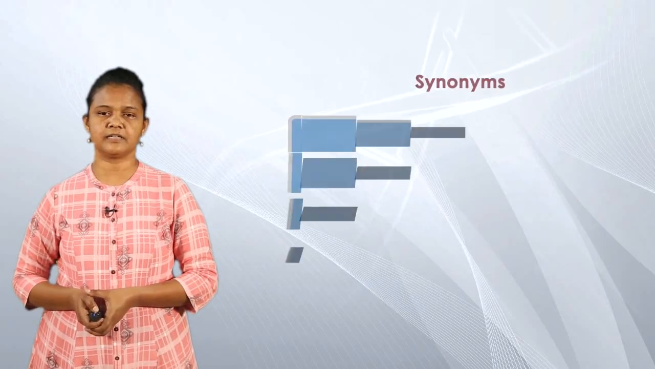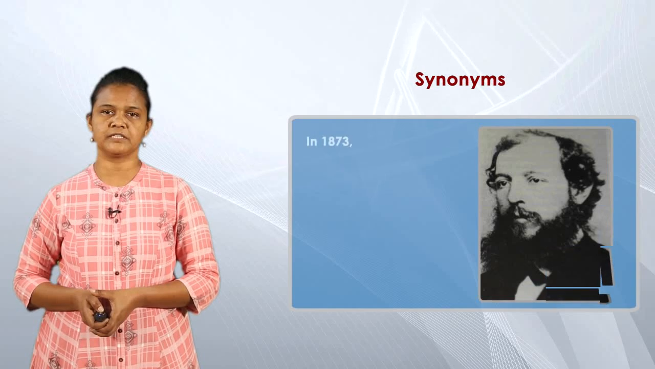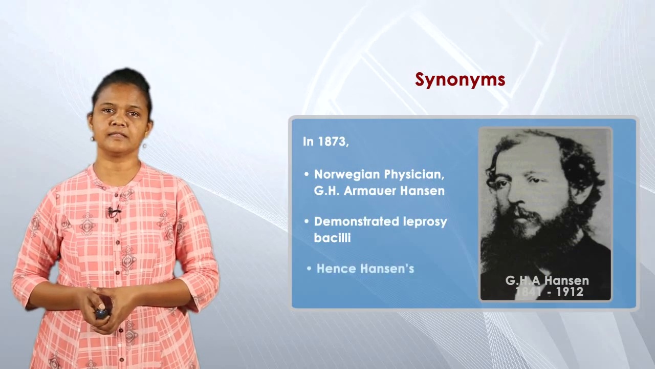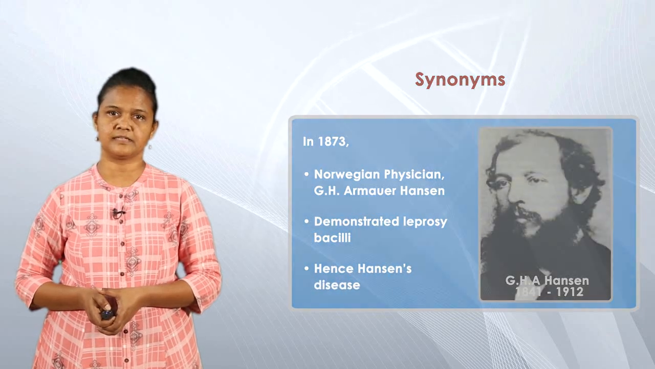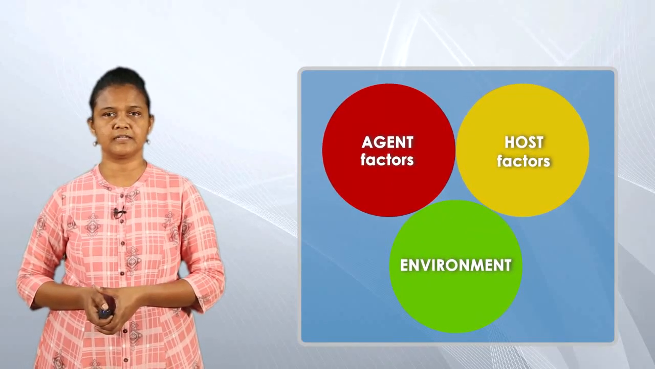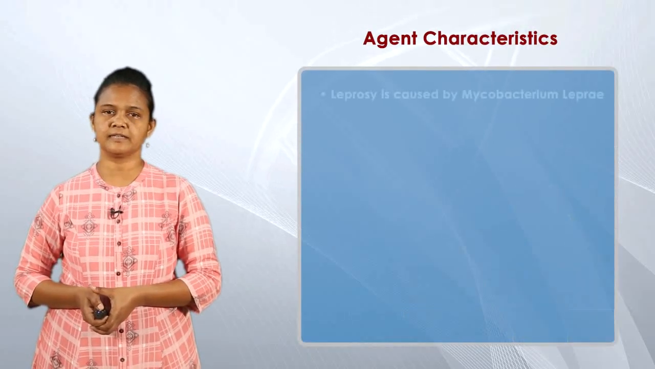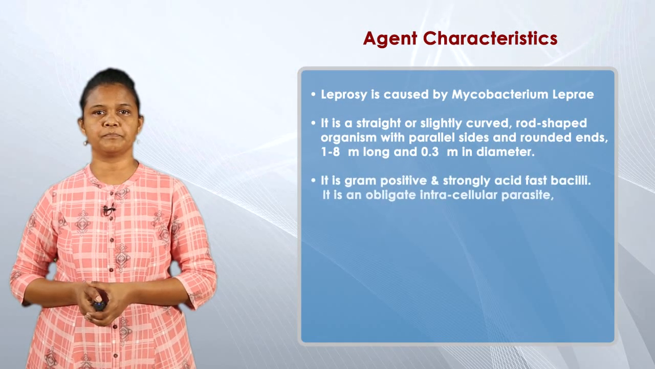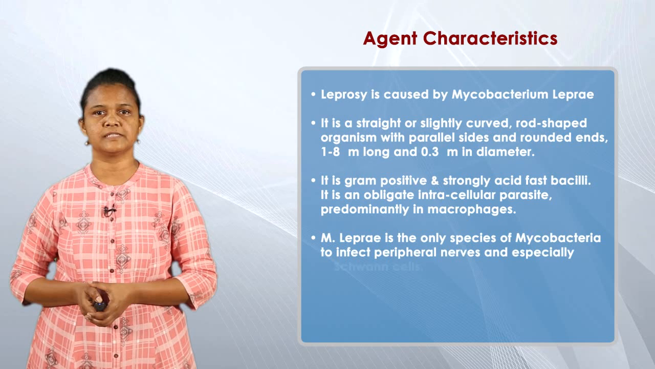In 1873, a Norwegian physician, Armauer Hansen, demonstrated the leprosy bacilli. Hence, the other name for leprosy is Hansen's disease. Now we move on to the epidemiological factors, which deal with agent factors, host factors, and the environment. First we are going to talk about the agent, that is the M. leprae, the only species of mycobacteria to infect the peripheral nerves and especially the Schwann cells.